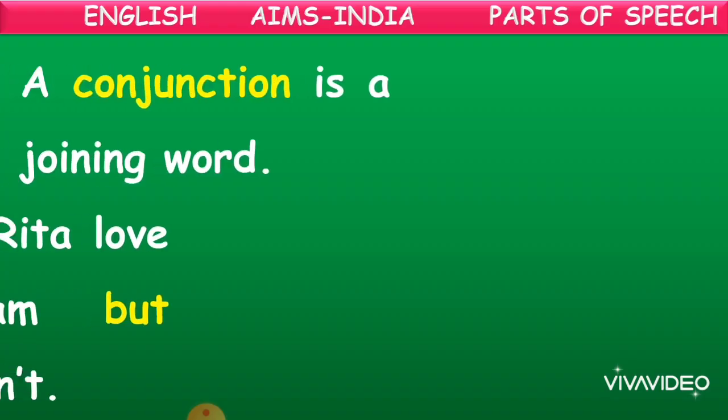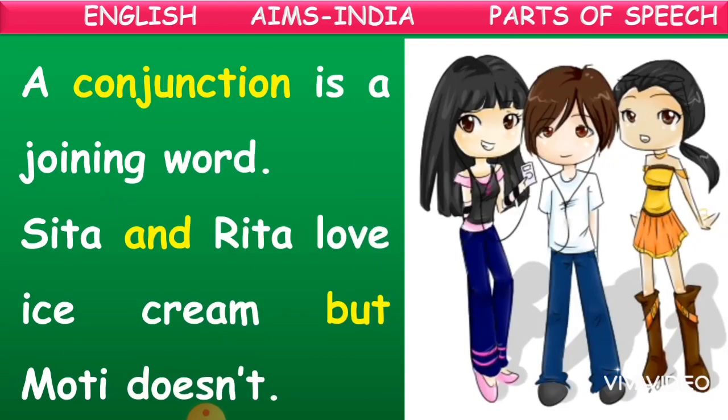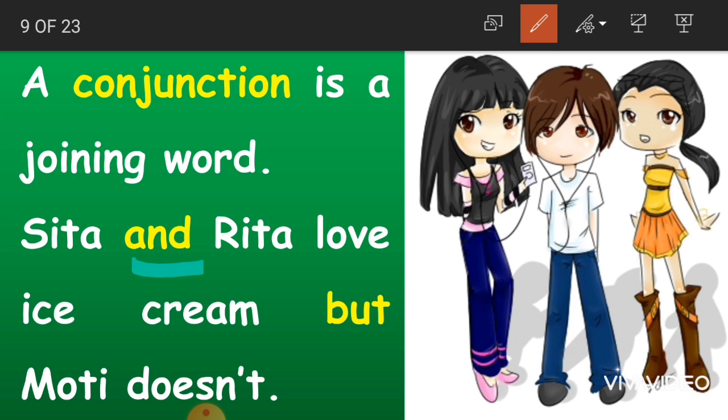A conjunction. A conjunction is a joining word. Conjunction means just joining. You might have heard about railway junctions. Junction in the sense where two or three stations meet, two or three trains meet. So we call it junction. Here, "Sita and Rita love ice cream but Moti doesn't." If you see, we have two words here, and and but. These two words are joining the remaining words in the sentence. That is why and, but become conjunctions here.